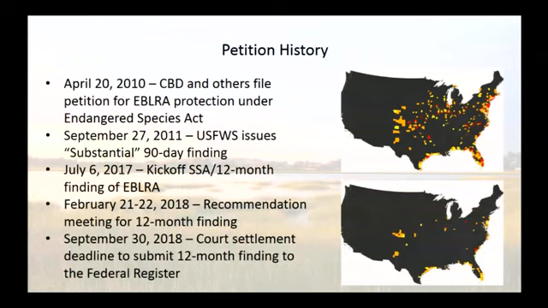So the service was petitioned to list the eastern black rail in 2010. The Center for Biodiversity Conservation again. They produce a lot of petitions every year for the service. And when they don't like the result, they sue the service over the decision process. But they petitioned the service to list the species.